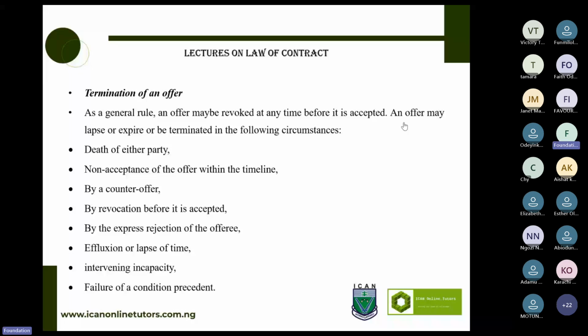Revocation of an offer always comes from the person that is making the offer. I hope that is clear. And revocation has to be done before acceptance. Any question, class? That's number one. An offer can be terminated. An offer can be revoked before the acceptance.